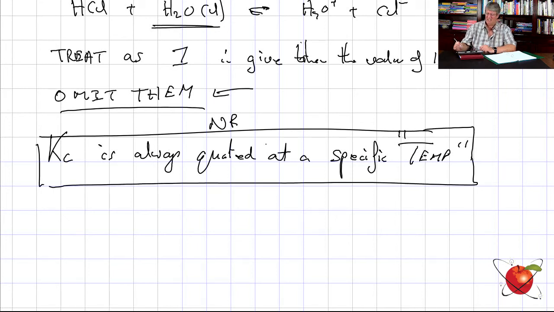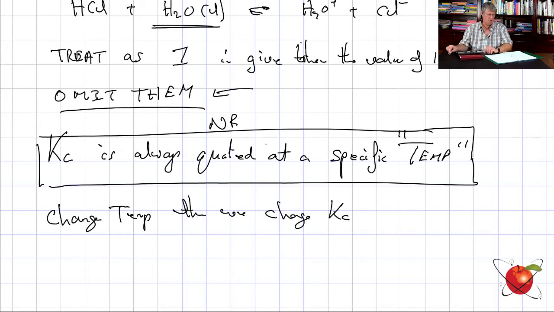Okay. It is temperature dependent. What am I saying? I'm saying that if I change temperature, then we change Kc. It is not going to be pressure or concentration, because I'm not going into that now. Essentially, the ratios stay the same. Therefore, it doesn't affect the Kc. But the temperature we're going to do.